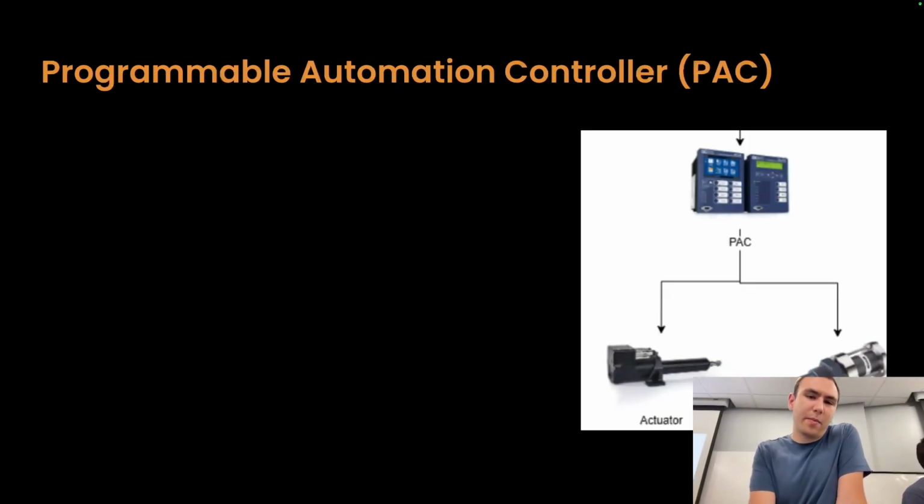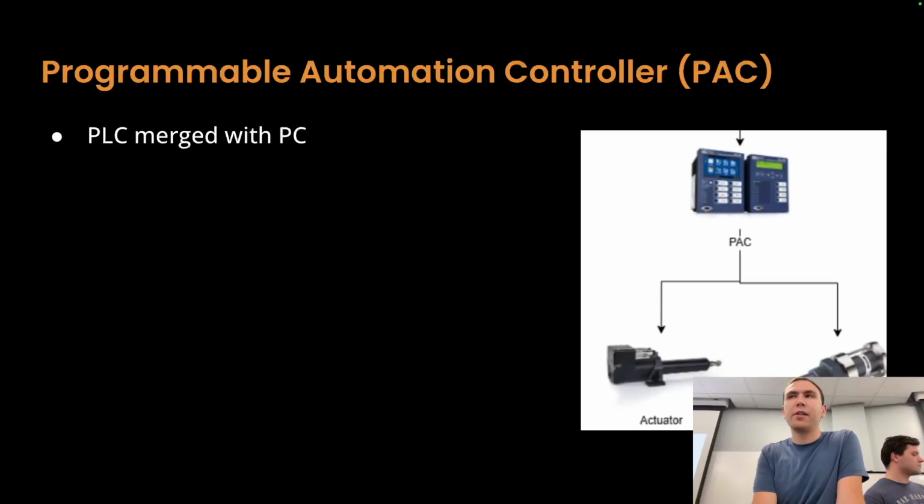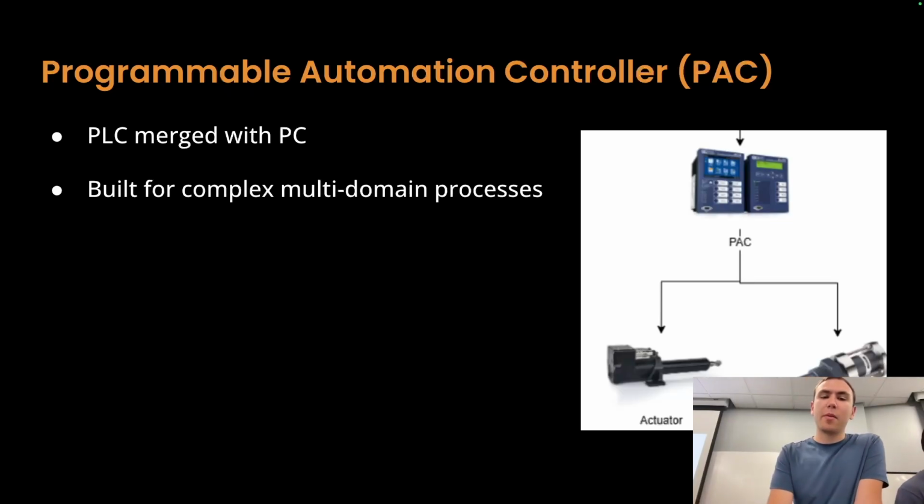And next, the PACs. These are essentially a PLC merged with a PC. It's more like processing power. The PLC will only have memory in the kilobits, whereas the PACs have a lot more, as they say, like 1 or 2 megs. Then it's also built for complex domain processes, such as vision-guided motion.